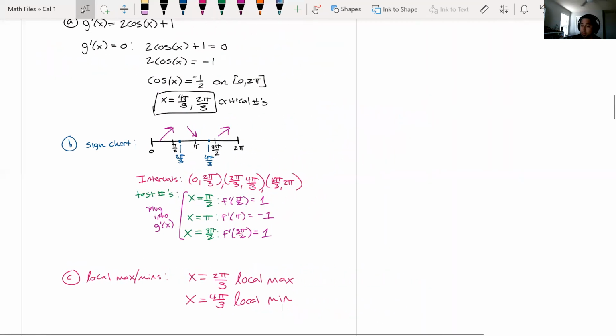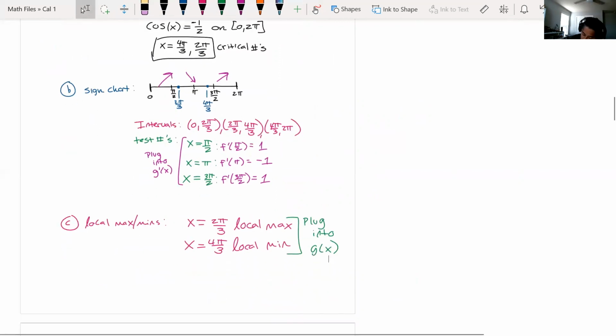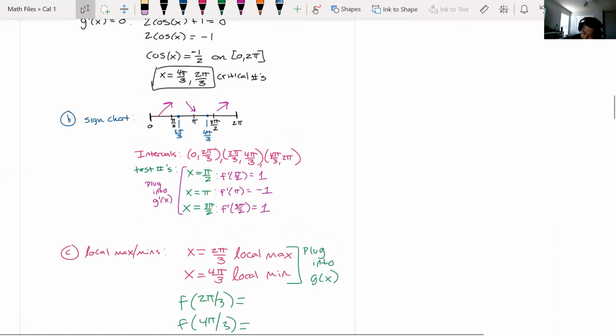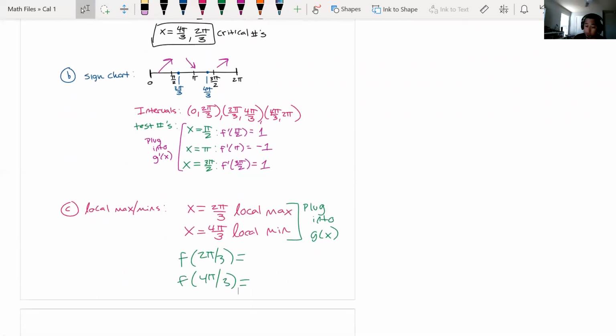So this means that we want to find their exact location. So we plug them into the original function. So I'd get f of 2 pi over 3 and f of 4 pi over 3. And I'll just use my calculator here. What's the original function? 2 sine x plus x. Also, make sure you're in radians.